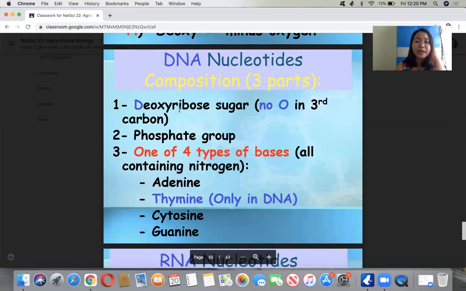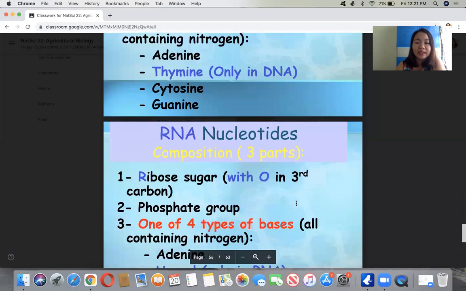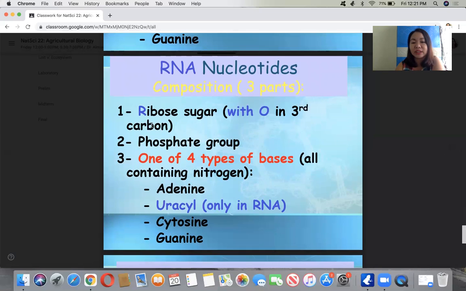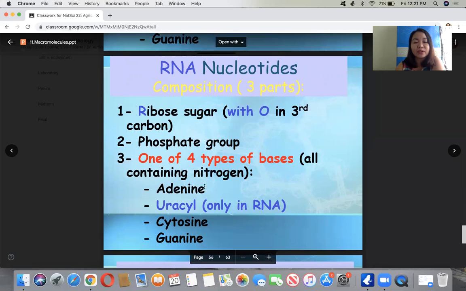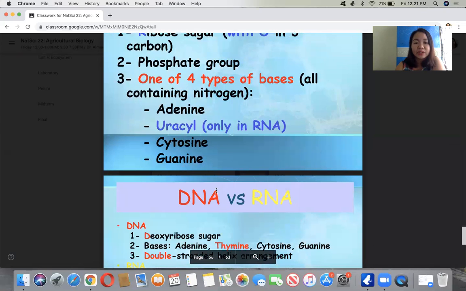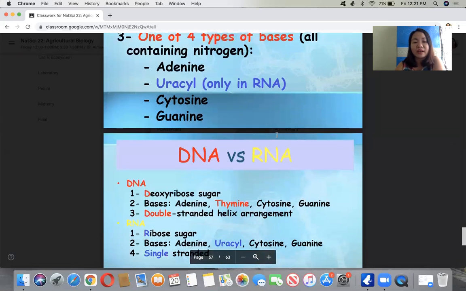So there are 3 parts in the composition of DNA nucleotides. We have the deoxyribose sugar, with no oxygen on the 3rd carbon, the phosphate group, and one of the 4 types of bases, all containing nitrogen: adenine, thymine, cytosine, and guanine. The thymine is only in DNA. The RNA nucleotides also have 3 parts: the ribose sugar with oxygen on the 3rd carbon, a phosphate group, and one of the 4 types of bases, all containing nitrogen: adenine, uracil, cytosine, and guanine. Uracil is only in RNA.